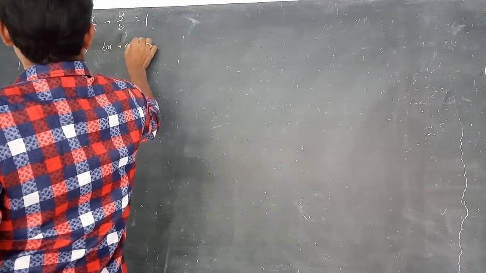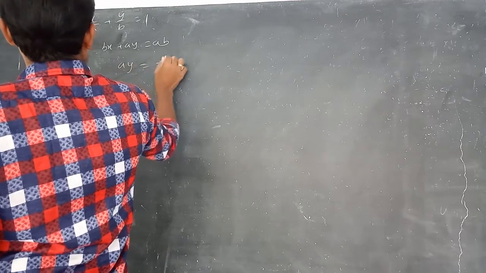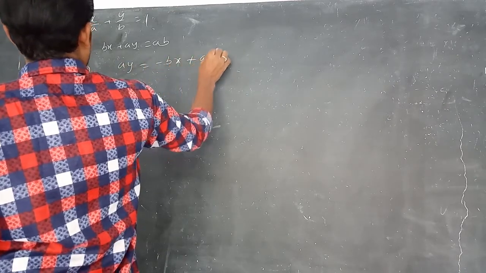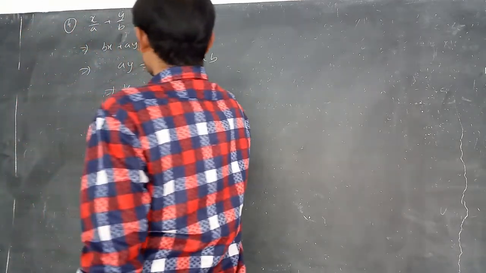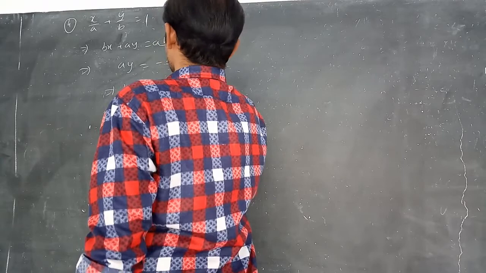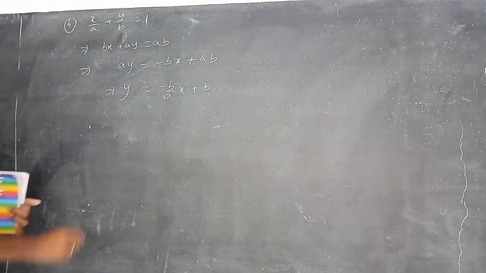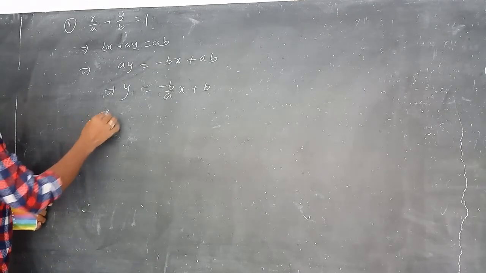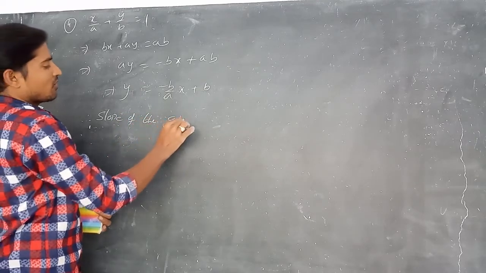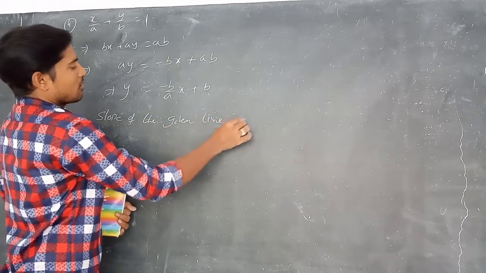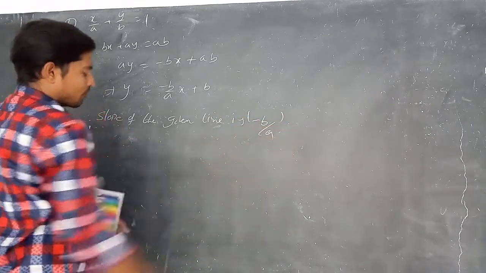bx plus ay is equal to ab. Ay is equal to minus bx plus ab. That implies y is equal to minus b by a x plus b. So x coefficient is slope. Therefore, slope of the given line is minus b by a. What? Minus b by a.